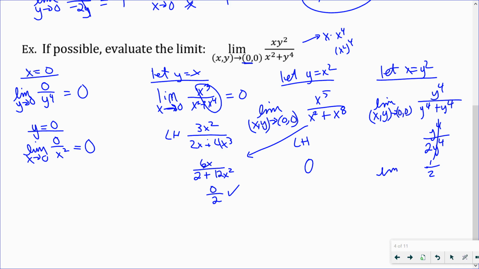They cancel. So I end up getting 1/2 there. This is what I'm taking my limit of as it goes to 0, 0. So that is 1/2, and that right there is my fail. Therefore, the limit does not exist.